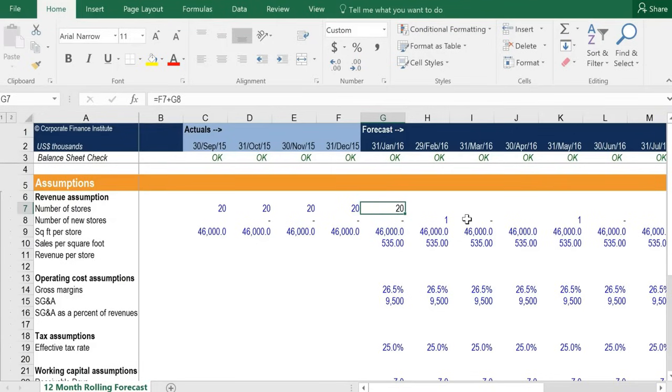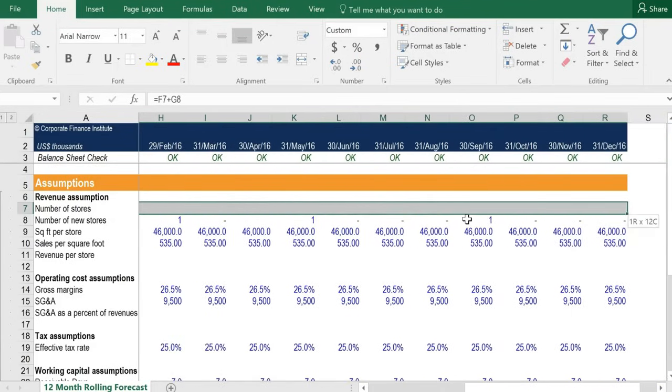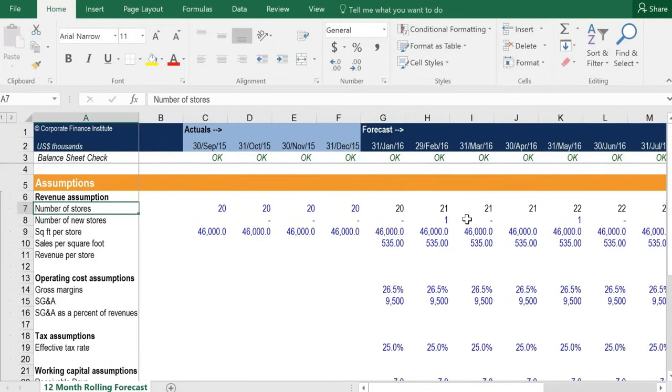Once I've built that formula, I can hold down the Shift key and the right arrow to fill the area to the right and press Control R. To review tips and tricks and Excel shortcuts, please take our Financial Modeling Fundamentals course, where we review all of these in detail.